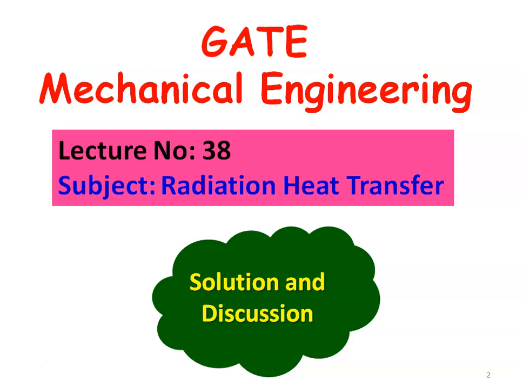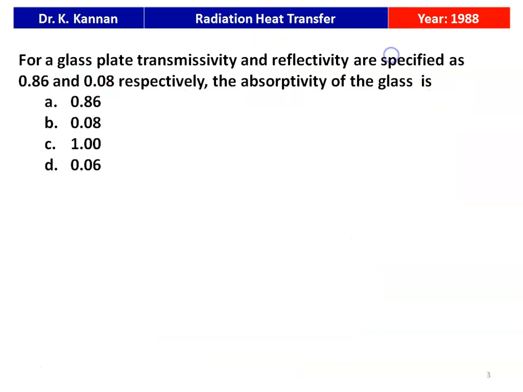We are going to solve few problems in the radiation heat transfer. The first question from 1988 question paper: for a glass plate, transmissivity and reflectivity are specified as 0.86 and 0.08 respectively. The absorbability of the glass is, we have four options, 0.86, 0.08, 1.0 and 0.06.